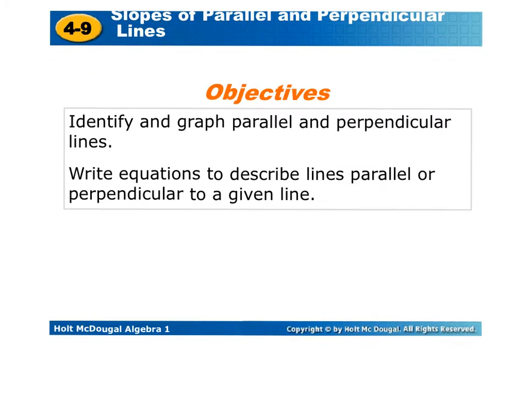So here we're going to be able to identify and graph parallel and perpendicular lines. We're going to be writing equations to describe lines parallel or perpendicular to a specific line. So what you'll do here is you're going to look at the equation. If they have the same slope, they're parallel. If they have opposite reciprocal slopes, then they're perpendicular.